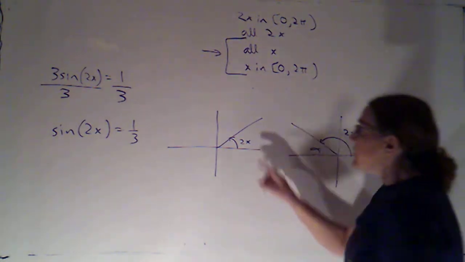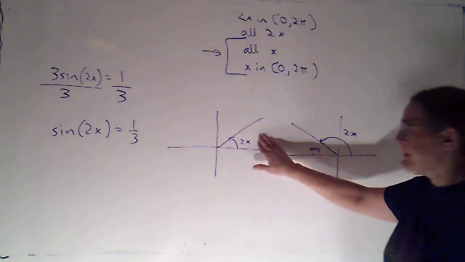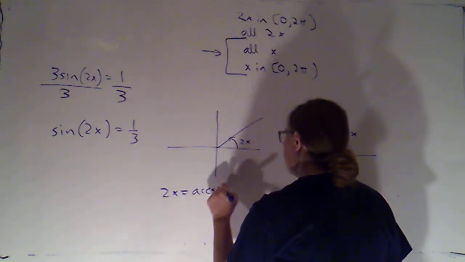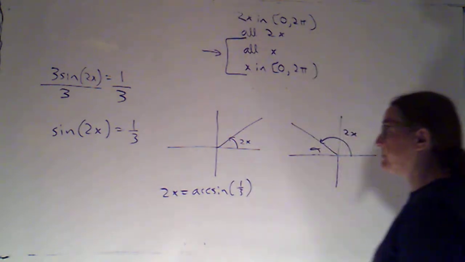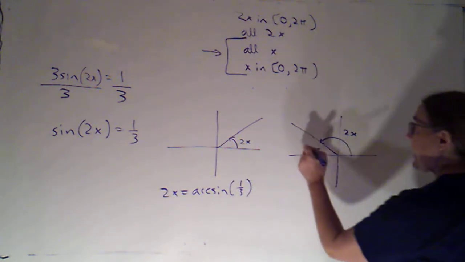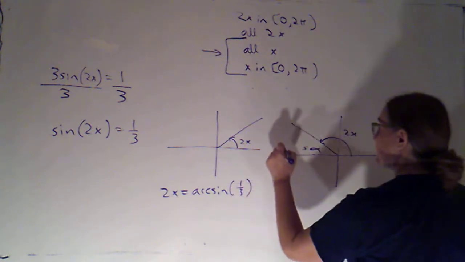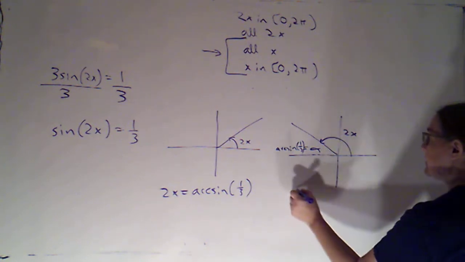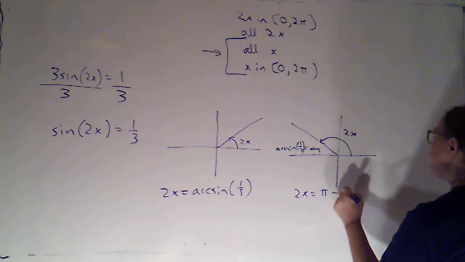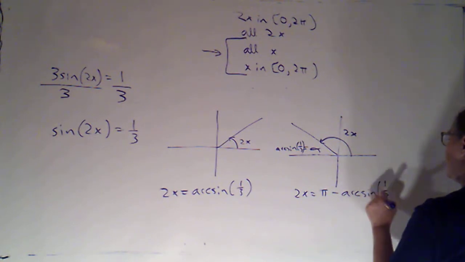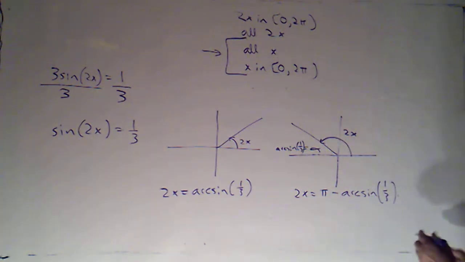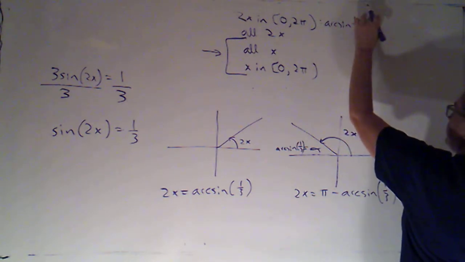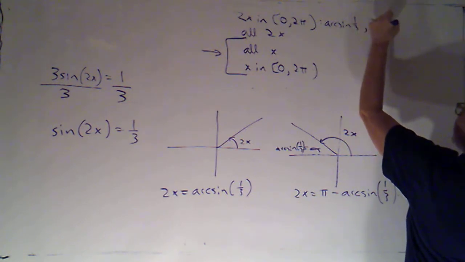Okay. So here, if sine of 2x is 1/3 and 2x is an acute angle, 2x is just arcsine of 1/3. Okay. And here, my alpha would be this reference angle, arcsine of 1/3. So here, 2x is equal to pi minus arcsine of 1/3. So those are my two answers. So I'll have arcsine of 1/3 and pi minus arcsine of 1/3.